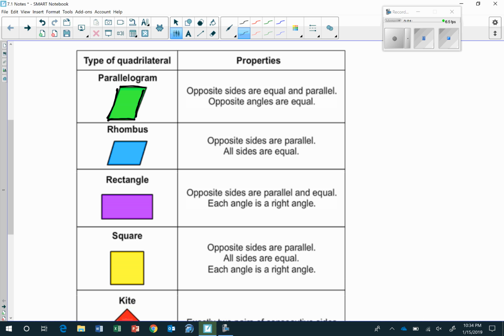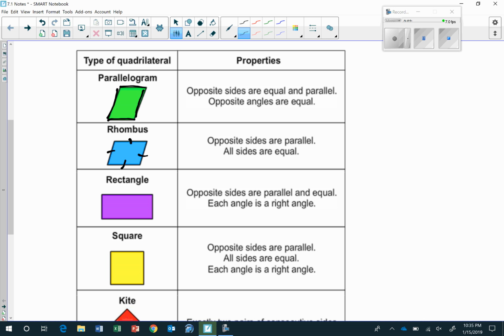The next one is a rhombus. Again, a rhombus is another type of quadrilateral. Remember, quadrilateral means four sides, so these are all quadrilaterals. For a rhombus, the opposite sides are parallel and all the sides are equal. Throughout the unit we'll label sides as being the same by giving them the same amount of tick marks. Since all of these sides have one tick mark, that means they're all equal. And also opposite sides are parallel.